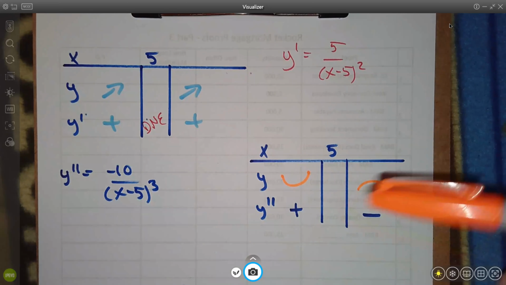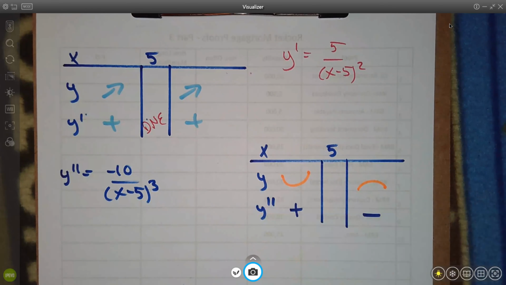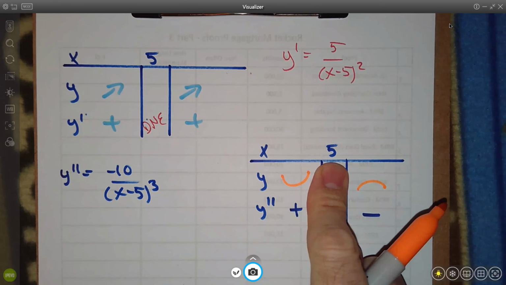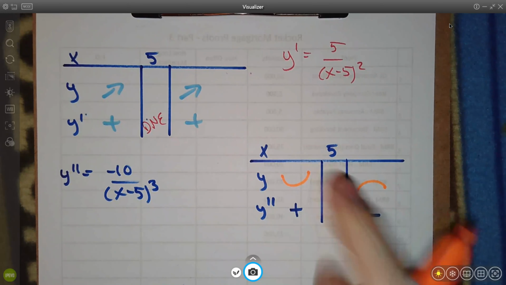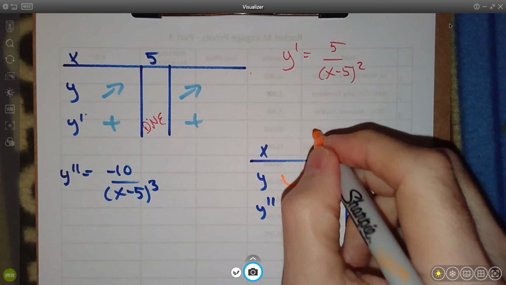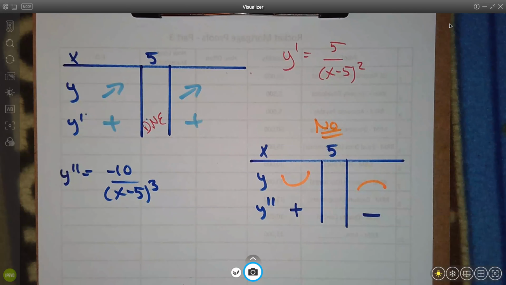But let's stick back with this though. Does that make 5 an inflection point? The answer is no. 5 is not in the domain. It's not an inflection point.